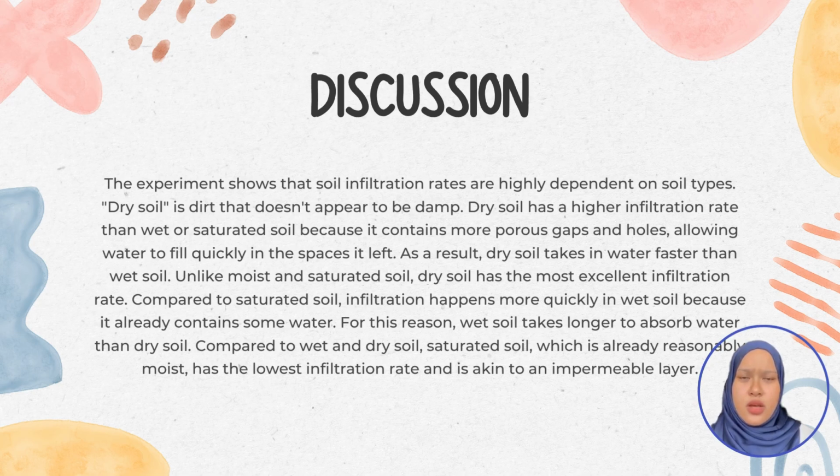Compared to saturated soil, infiltration happens more quickly in wet soil because it already contains some water. For this reason, wet soil takes longer to absorb water than dry soil. Compared to wet and dry soil, saturated soil, which is already reasonably moist, has the lowest infiltration rate and is akin to an impermeable layer.